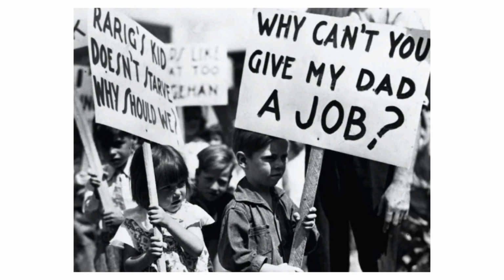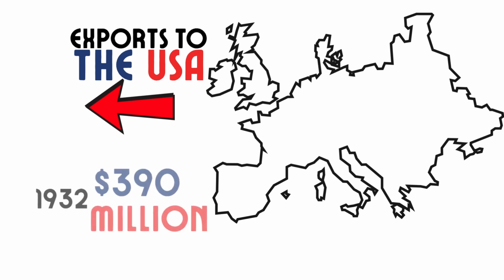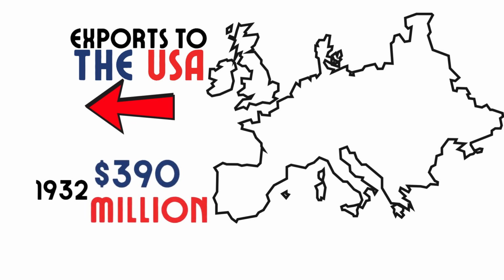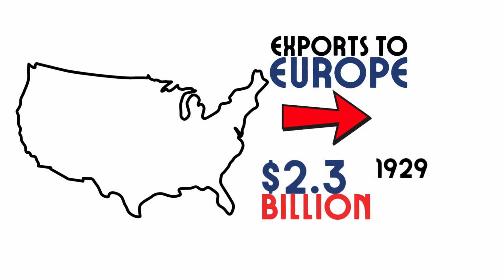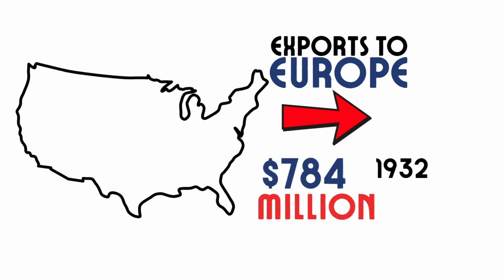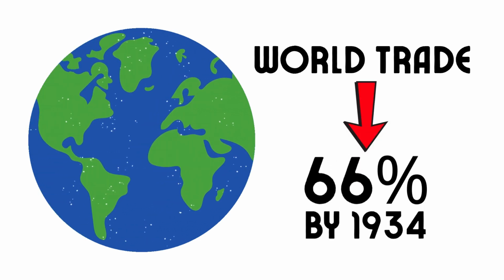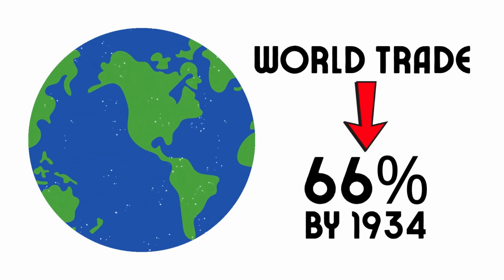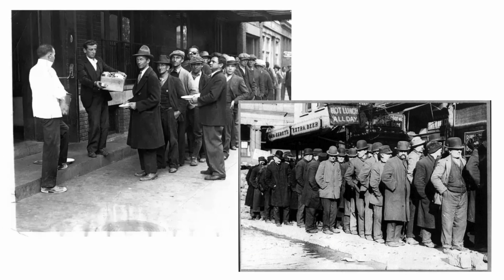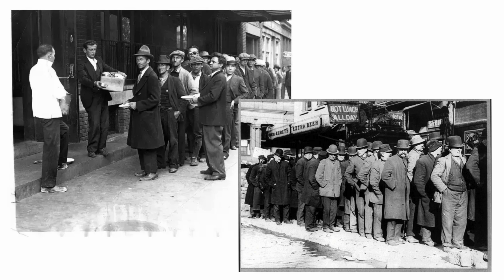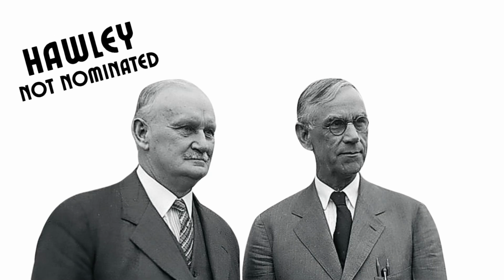Imports from Europe decreased from a 1929 high of $1.3 billion to just $390 million by 1932. Meanwhile, U.S. exports to Europe decreased from $2.3 billion in 1929 to $784 million in 1932. Overall, world trade decreased by some 66% between 1929 and 1934. The economic depression worsened for workers and farmers despite Smoot-Hawley's promises of prosperity from high tariffs. Prices continued to rise as wages declined and unemployment rose.